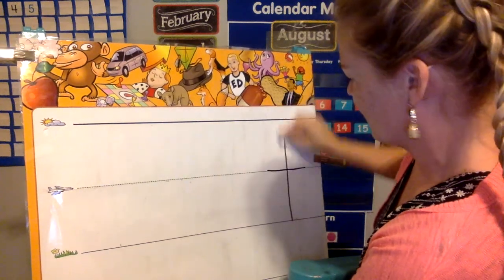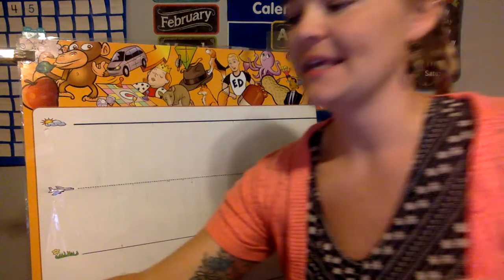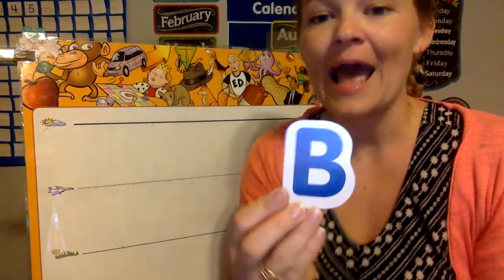And now we're going to work on the letter B. Okay, let's work on B. So this is a capital B, or an uppercase B, and it makes a B sound. This is a lowercase b, or a little b, and it makes a B sound too. So they both make the same sound. They both make a B sound.